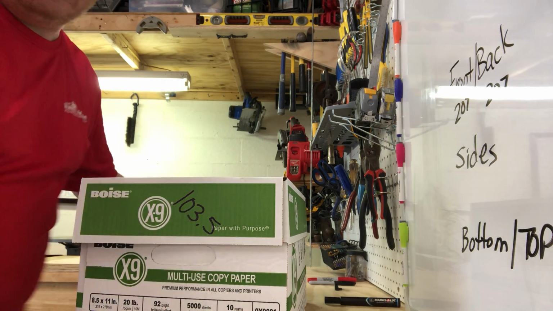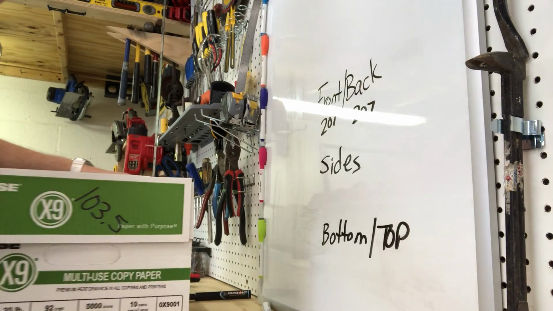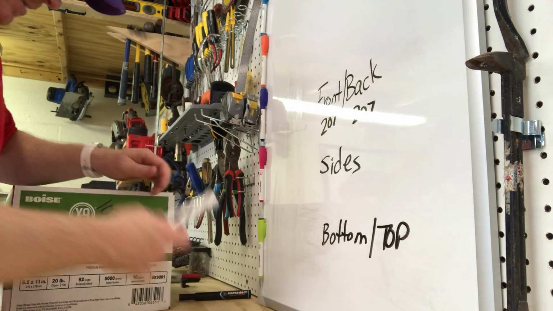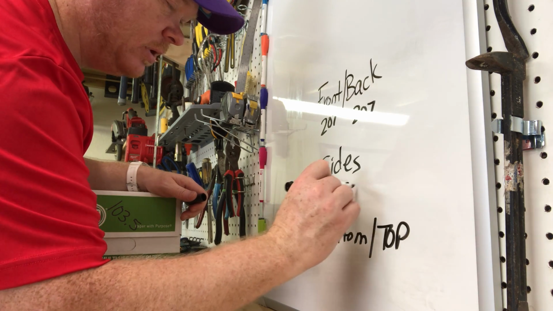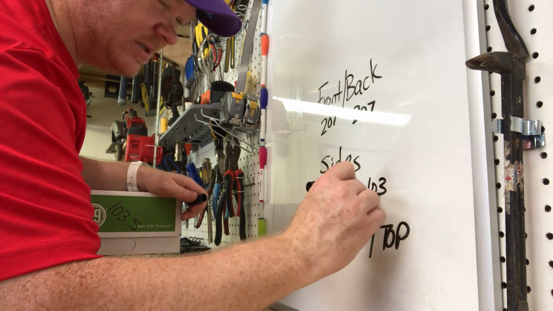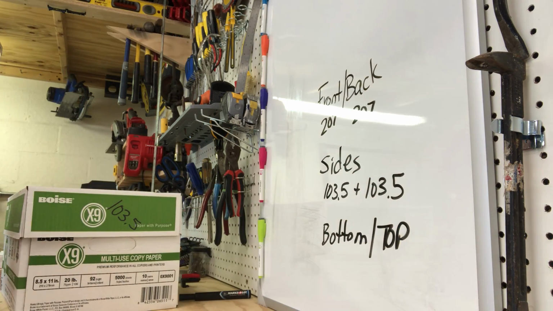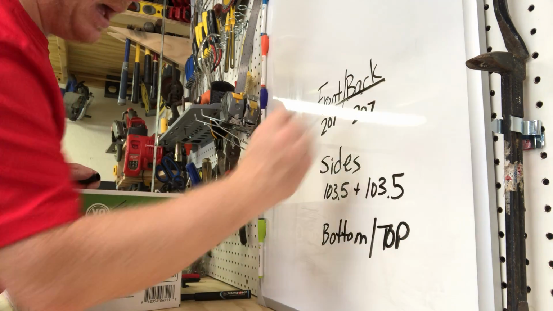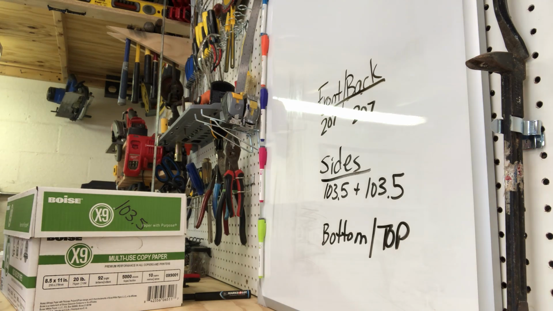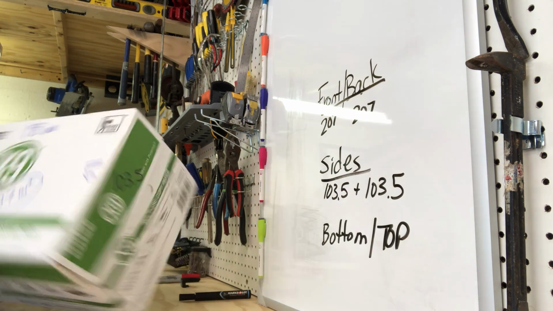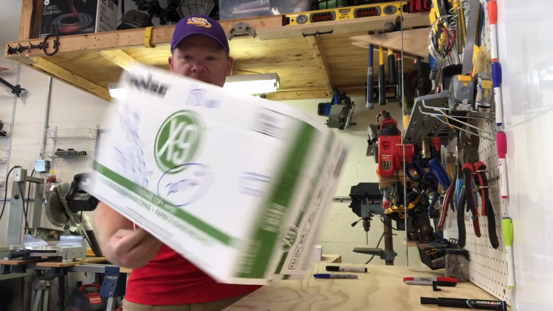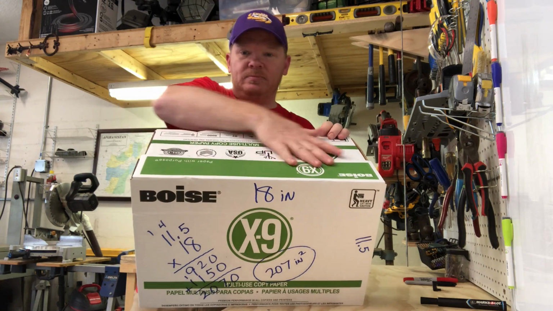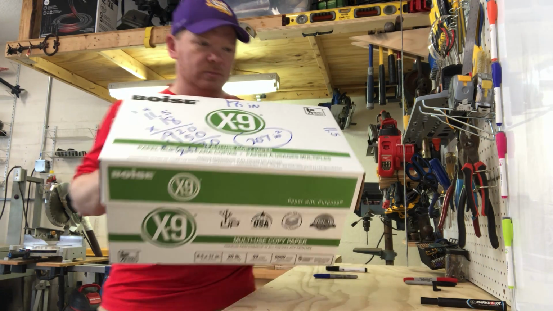And so over here in my notes, so I can keep good track of it, where it says sides, I'm going to put 103.5 plus another 103.5 because that's for my other side. Okay? So far I've got my front, back, my sides. Now all I've got left is my top and bottom. So back to the box. So I did my front, my back, my sides. All I've got is this top part and the bottom part, okay?